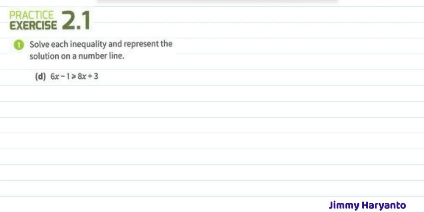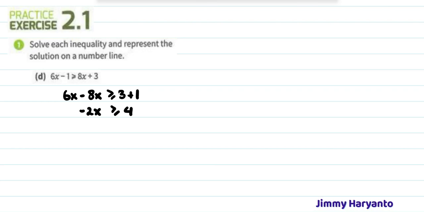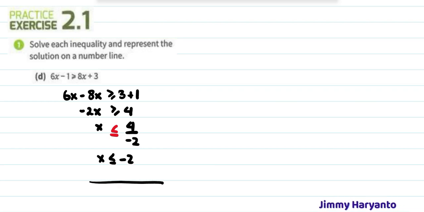And then question 1d, I will move the 8x to the left hand side, 8 minus 8x, and then I will move the 1 to the right hand side. So you'll have negative 2x greater than or equal to 4. That means x is 4 divided by negative 2. The sign has to be changed like that. So x less than or equal to negative 2. And then the number line will be like this.